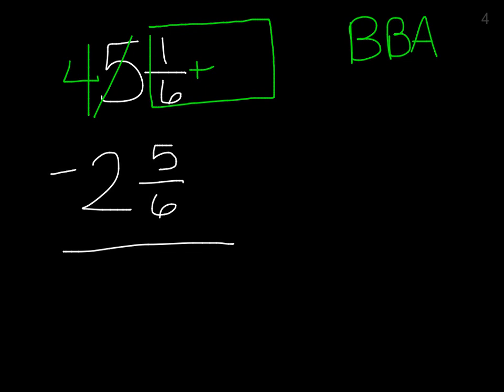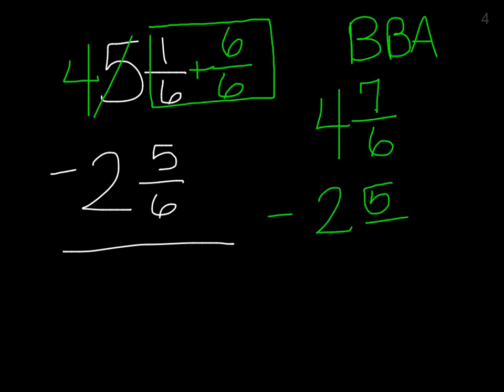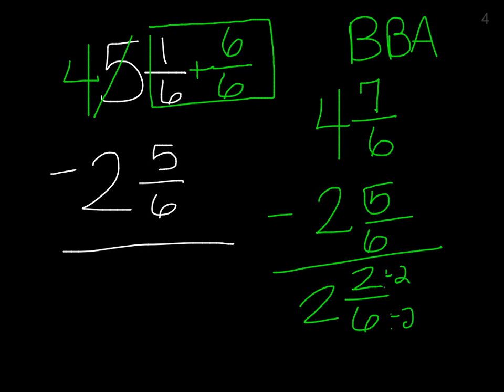I borrowed a 1, I got to put back a 1. My 1 is going to be the fraction that I add to the 1/6. What is it going to look like? 6 over 6. So here's my new problem. 4 and 7 over 6, because 1/6 plus 6/6 is 7/6, minus 2 and 5/6 gives me 2 and 2/6. I can't leave it 2/6 because it's proper, but it's not reduced. Greatest common factor is 2, so I get 2 and 1/3 as my final answer.